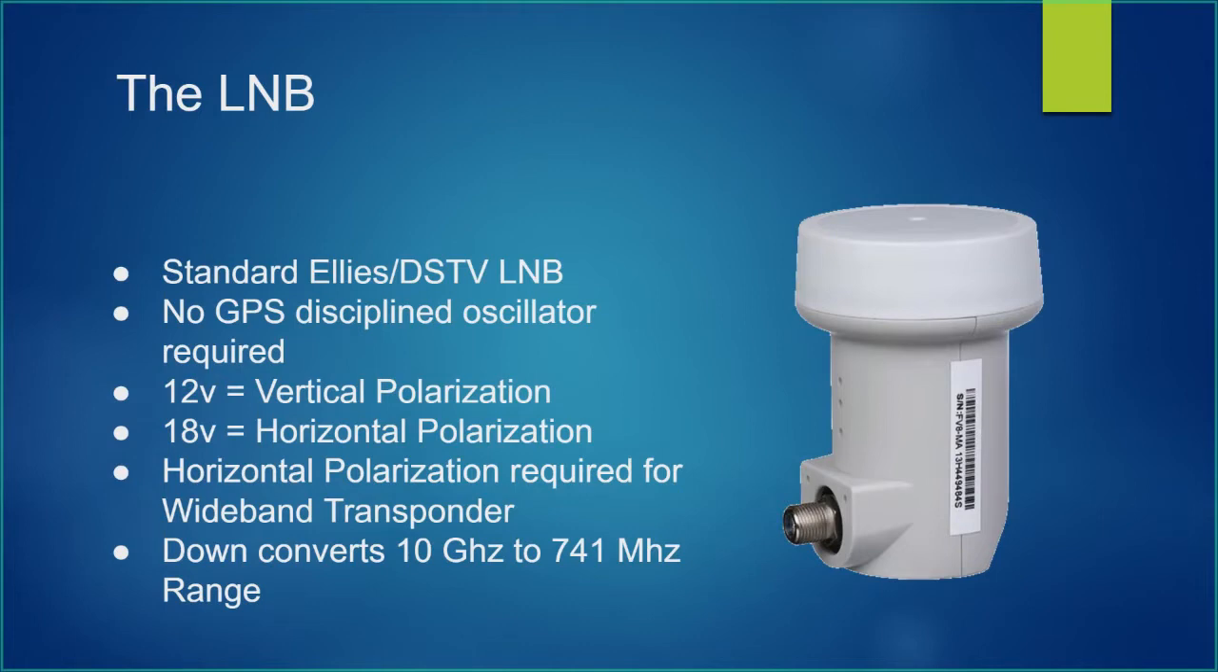And yeah, the LNB, like I just mentioned, essentially down converts from the 10 gigahertz range and brings our signals down to the 739, 740 range.